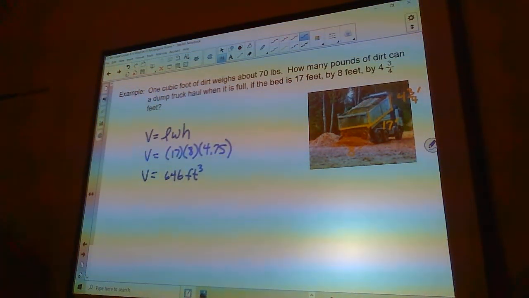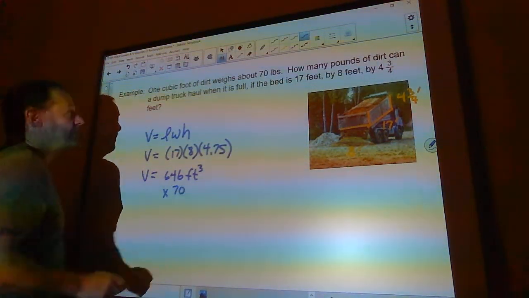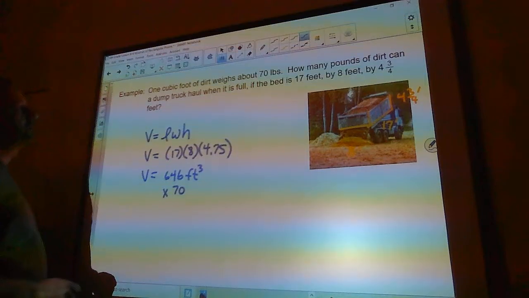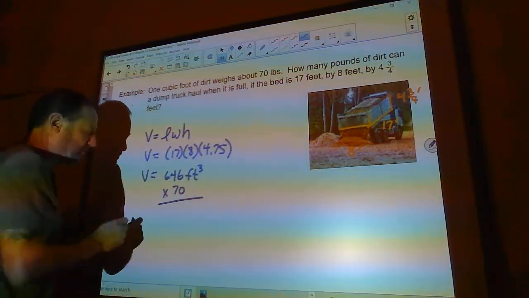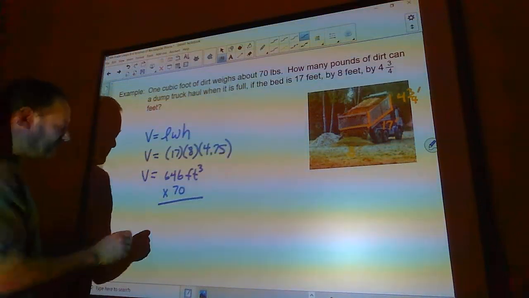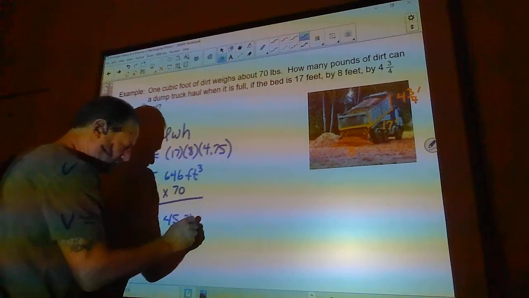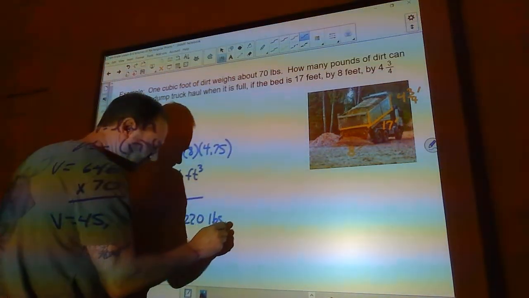Okay, now how much is that? Well, how much does that weigh? Well, it's 70 pounds per cubic foot. Yeah, 1 cubic foot, 70 pounds. So we're going to multiply that by 70. That's 45,220 pounds approximately.